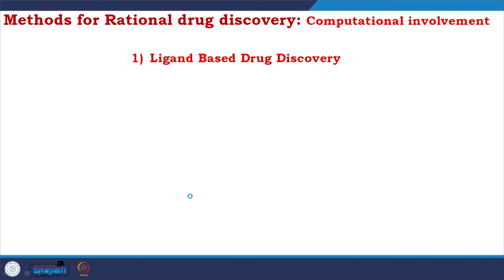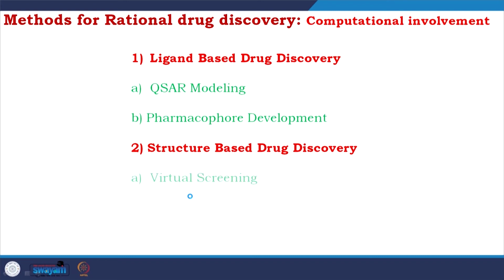So, methods of rational drug discovery, as I told, involve more computation. Ligand based drug discovery involves QSAR modeling and pharmacophore development, whereas structure based drug designing has virtual screening and de novo drug designing.